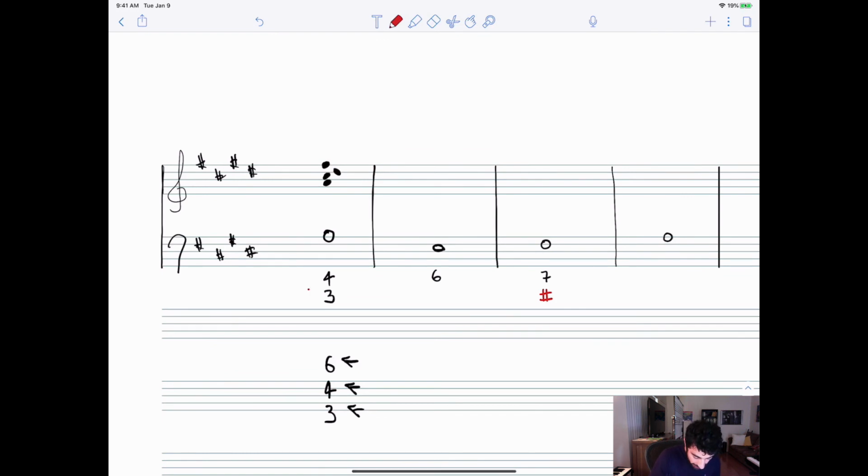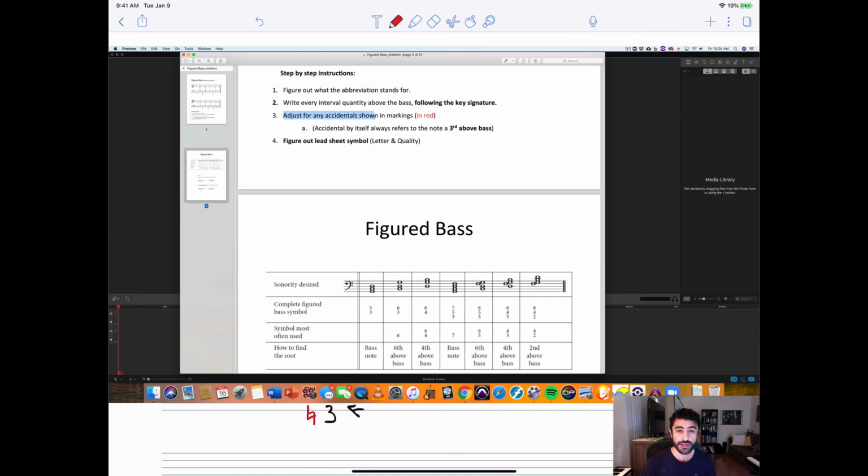How about I add a natural to a third above? Okay, so what is a third above that base? The base is A, so a third would be the C sharp. I'm going to add a natural by that C. Perfect. So step 3 is taken care of.